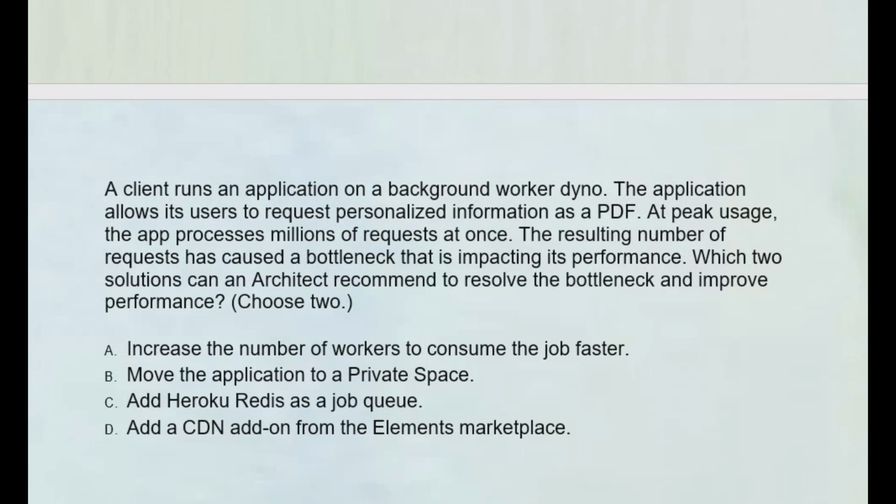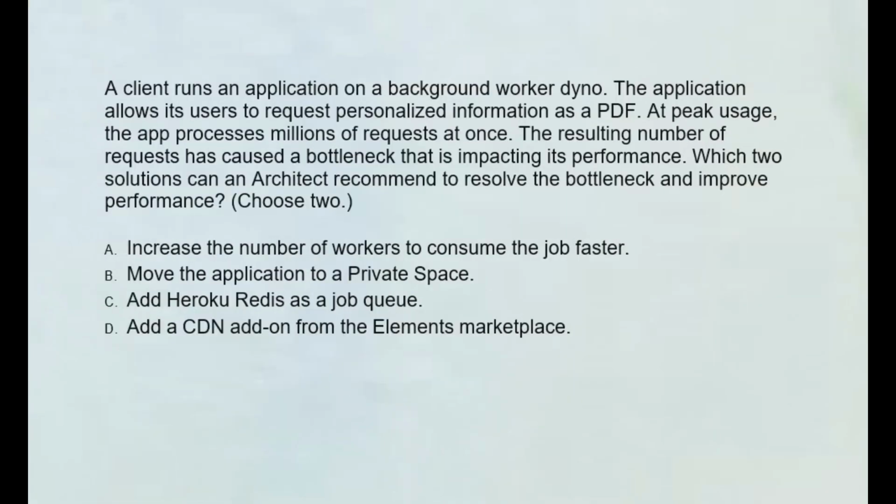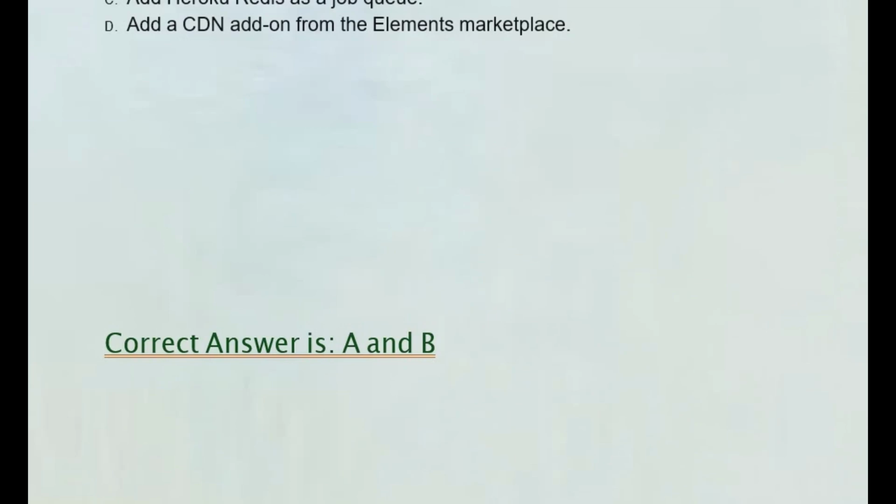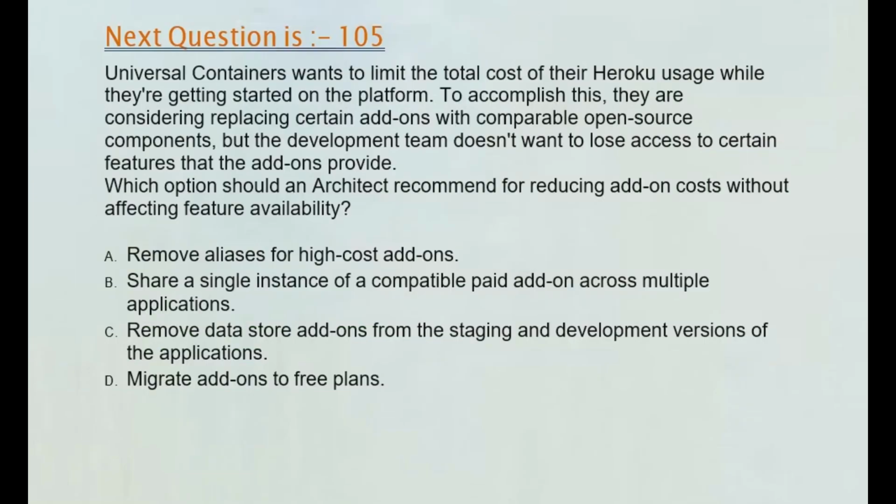Option A: increase the number of workers to consume the jobs faster. Option B: move the application to a private space. Option C: add Heroku Redis as a job queue. Option D: add a CDN add-on from the Elements marketplace. Correct answer is option A and option B.